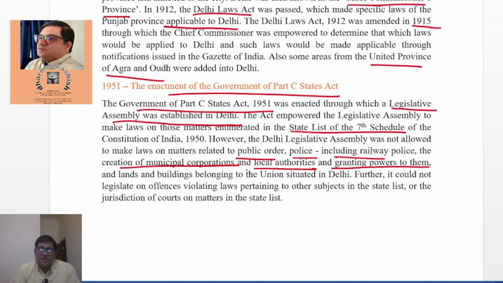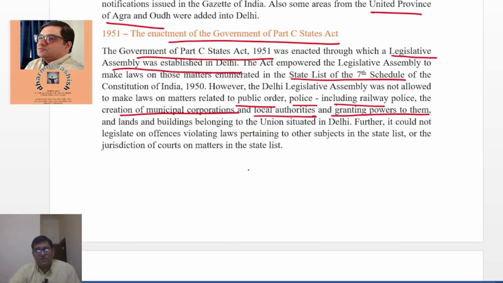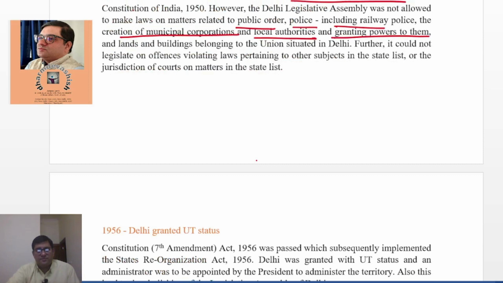Furthermore, the Delhi Assembly could not legislate on offences related to the violation of laws pertaining to other subjects in the state list, nor was the Delhi Assembly competent to alter the jurisdiction of courts on matters mentioned in the state list. So this all was done through the 1951 Government of Part C States Act, which constituted the Delhi Assembly to be more precise, but at the same time limited its functional capabilities.